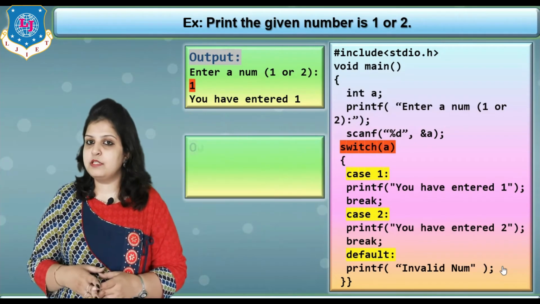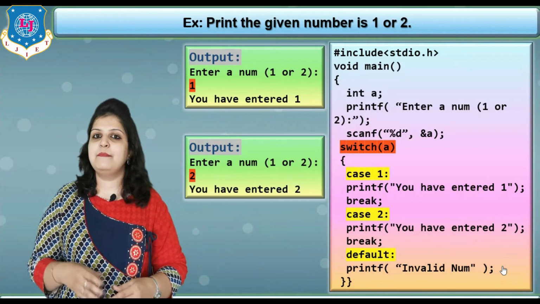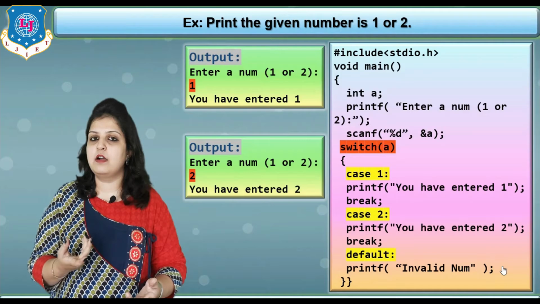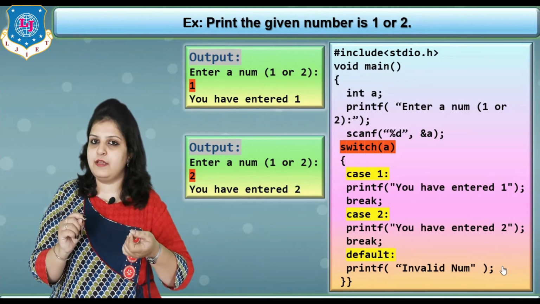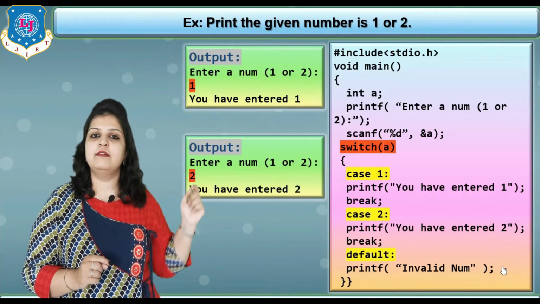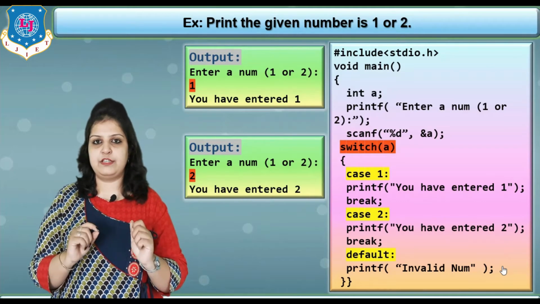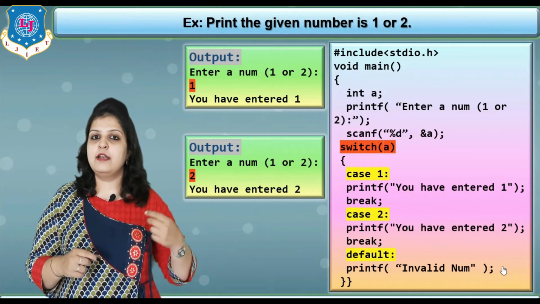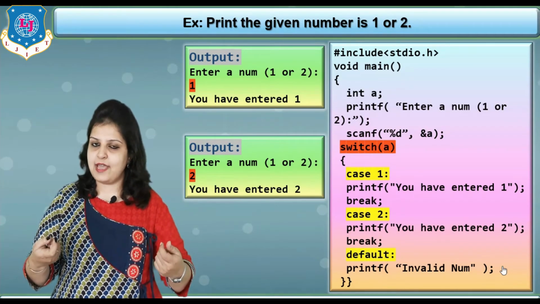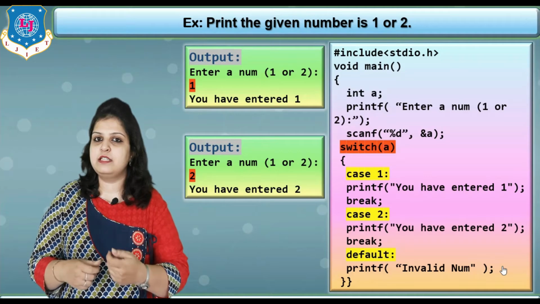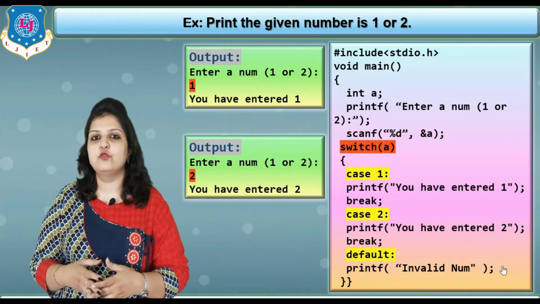Now what is the second possibility? See the second output, enter a number. Suppose I am entering 2, then how will it work? In the switch brackets the value is 2 because we entered the value of a as 2. Now 2 and our case 1: is 2 equal to 1? Match or not? No match. So check for another case. Now the value is 2 and the case is also 2. So 2, 2, match? Yes. Then the statement associated with this case 2 will be executed. So our output is "you have entered 2."